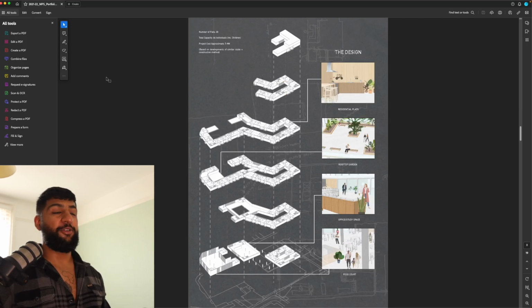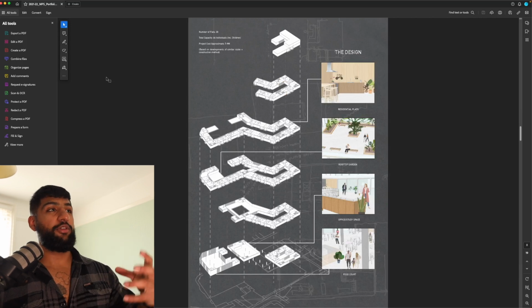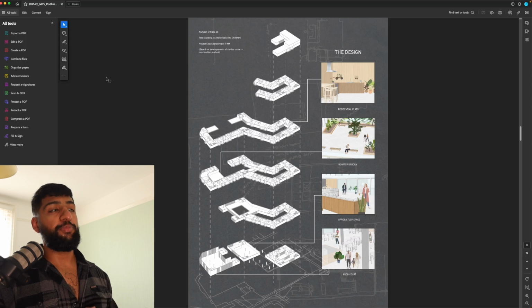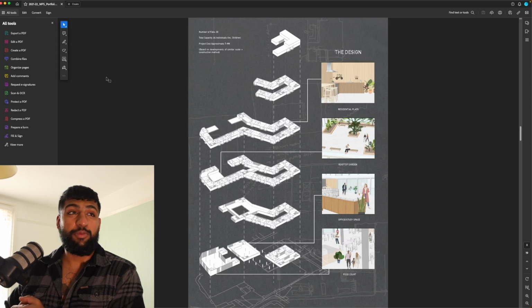Moving on to the AXO. Now, this AXO I'm actually really happy with. I like how it looked. I did possibly want to look at trying to add shadows, but just due to time, it would have taken quite a while. Now, I have actually included this axonometric in my architecture portfolio.